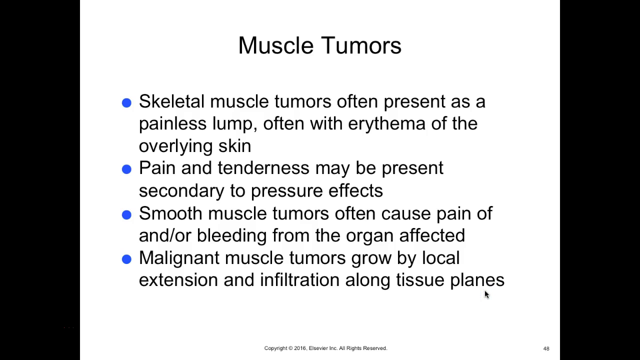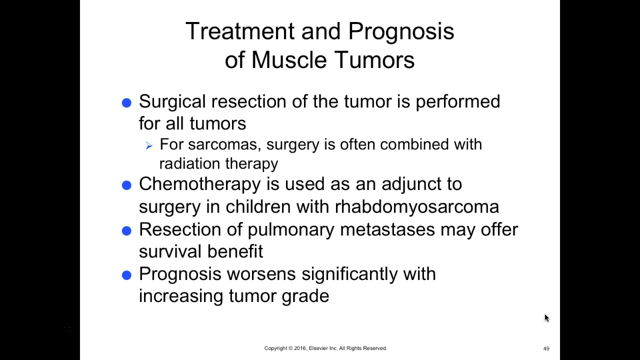So muscle tumors. Skeletal muscle tumors often present as painless lump and often with erythema of the underlying skin. So redness would be present. Pain and tenderness may be present secondary to pressure. So maybe not the tumor itself is causing pain, but the pressure that it's causing on the areas around it. Smooth muscle tumors often cause pain and or bleeding from the organ affected. And then malignant muscle tumors grow by local extension and infiltration along tissue planes. Treatment and prognosis of muscle tumors.